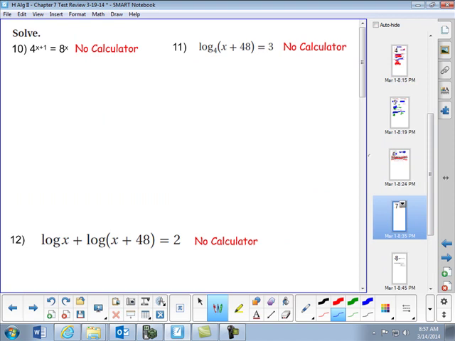Okay, problem number 10. All of this page will be no calculator part. Okay, so this is where we started solving log equations. And remember, we had 3 choices of things to try. We could change them to the same base. We could change them from log form to exponential, or exponential to log. And we could take the log of both sides, although we don't normally do that.